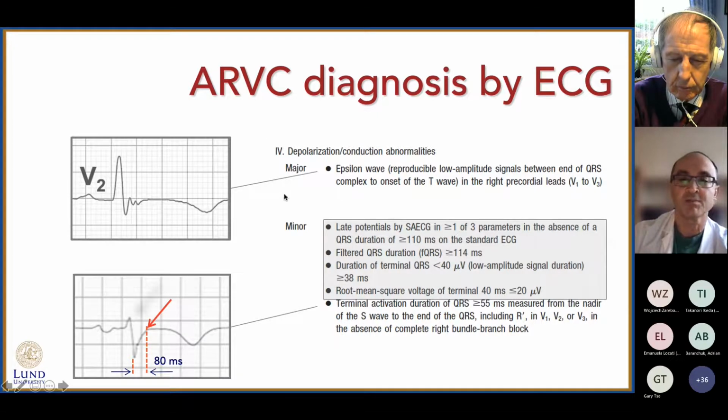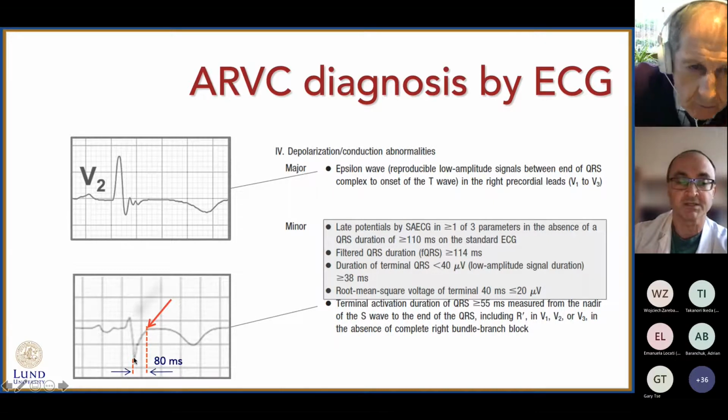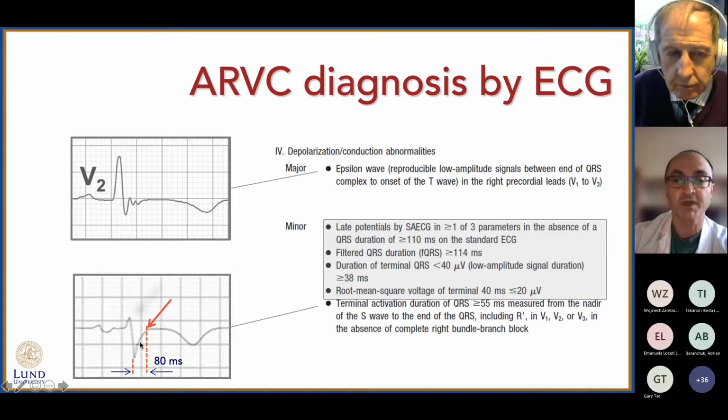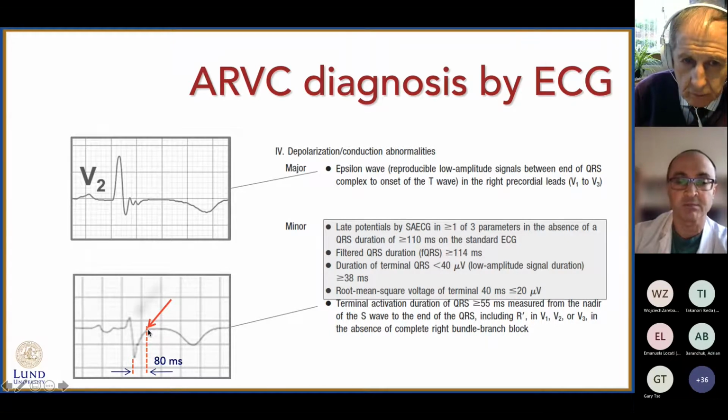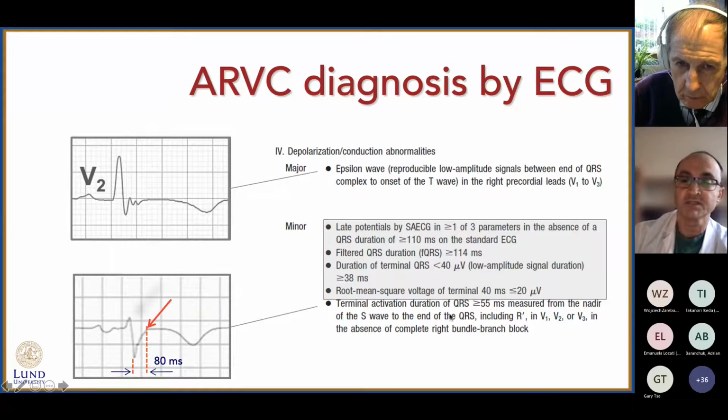It includes the major criterion, the epsilon wave, which is defined as reproducible low amplitude signals between the end of QRS and the onset of the T wave in right precordial leads, and terminal activation duration, which is measured as the distance between the nadir of the S wave in lead V1 to the end of QRS complex in the same lead. If it exceeds 55 milliseconds, then the criterion is considered a minor depolarization criterion.